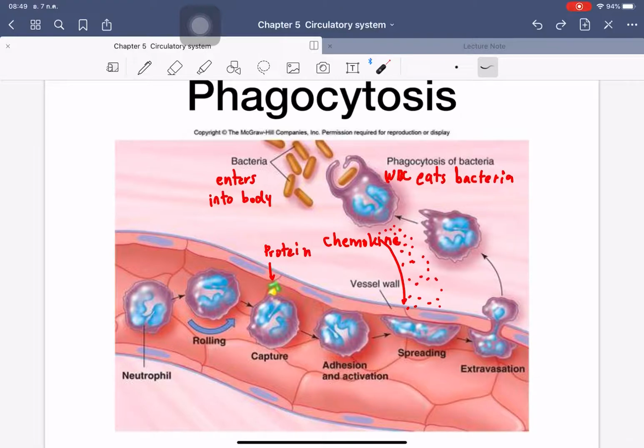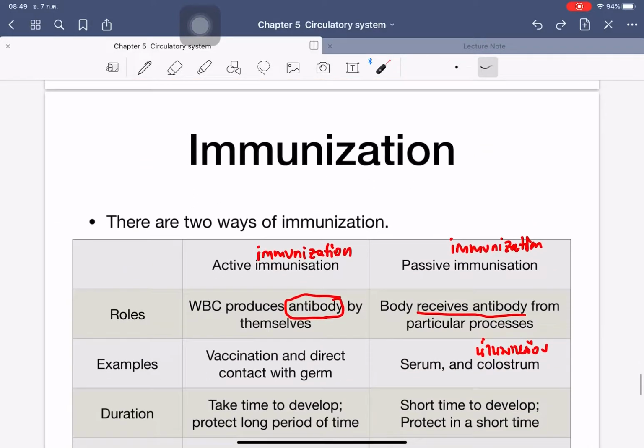And the white blood cell itself also produces some chemicals. This we call chemokine. The chemokine calls the other white blood cells to come to the site of infection, and after that the white blood cells start to eat the bacteria. So here we don't have the immunization process. It is phagocytosis only.